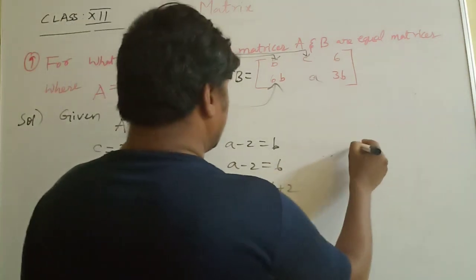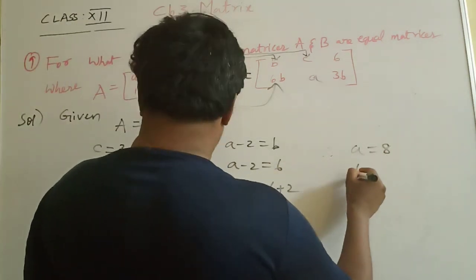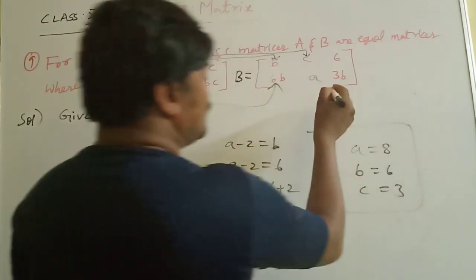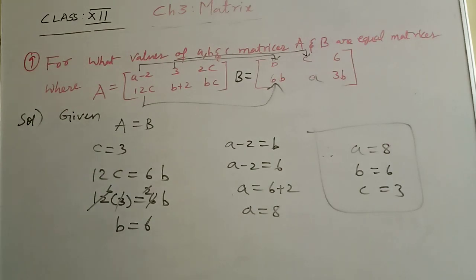So therefore, what is A? A is equal to 8, B is equal to 6, C is equal to 3. For these values, these two matrices should be equal. That is about your problem number 9.